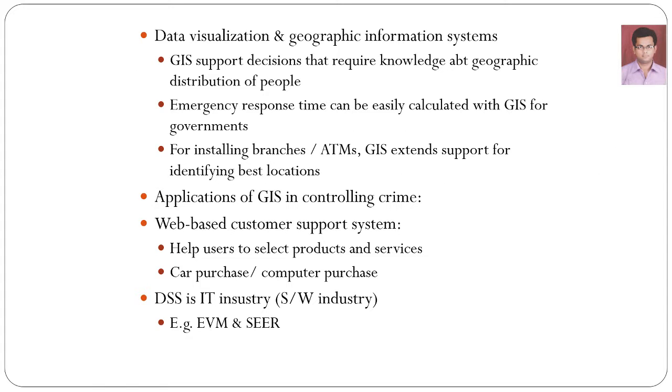Data visualization and geographic information systems. GIS support decisions that require knowledge about the geographic distribution of people. Emergency response time can be easily calculated with GIS for governments. For installing branches and ATMs, GIS extends support for identifying the best locations. Applications of GIS include controlling crime. Web-based customer support systems help users to select products and services, such as car purchases and computer purchases. DSS in the IT industry, examples: EVM and SEER.